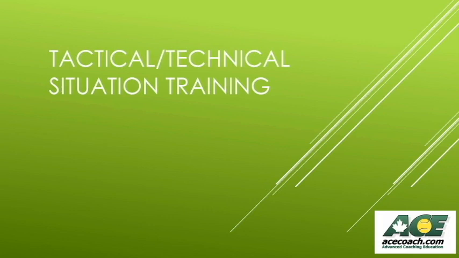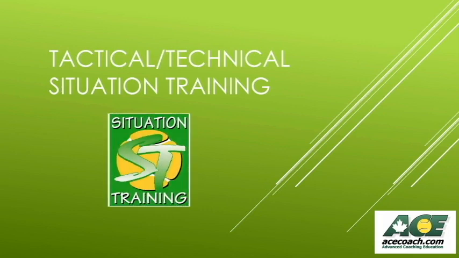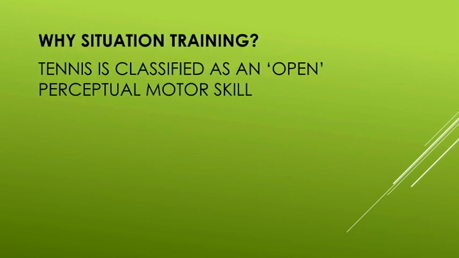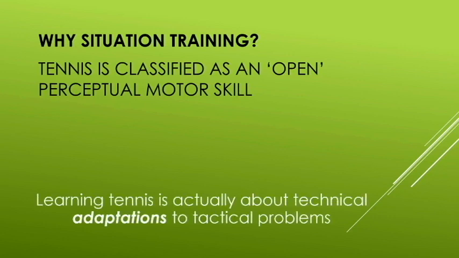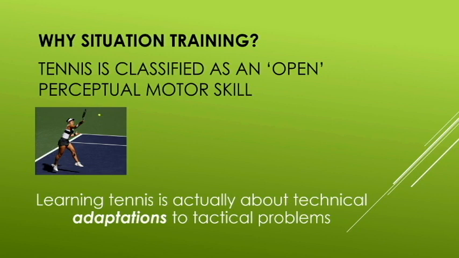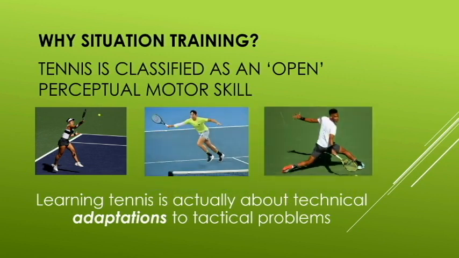We're going to look at tactical technical training, which I like to do through a system that I call situation training, which links tactics and techniques together. Situation training is based on the premise that tennis uses open skills. Open skills require perception, problem solving, and decision making before applying technique. In an open skill, technique is how a player solves tactical problems that they encounter during play. Successful technique in tennis is less about perfecting perfect form as it is about adaptation.